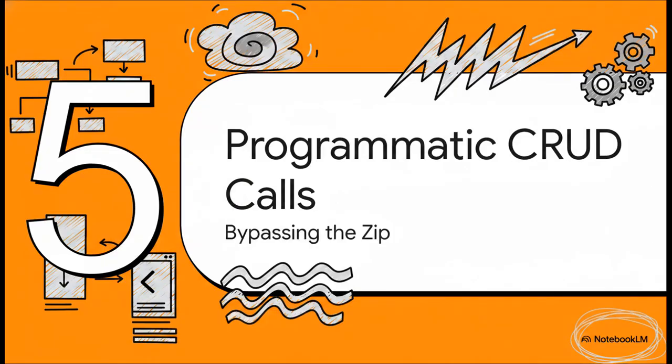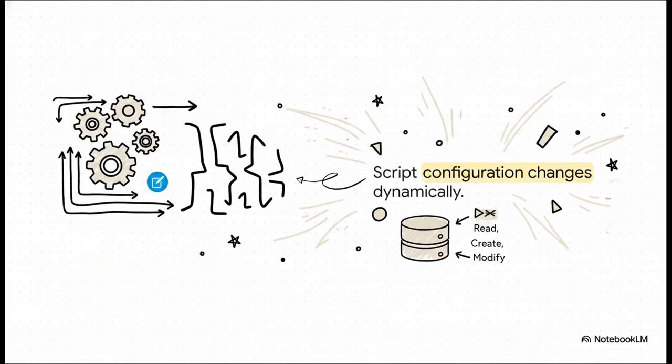Let's dive into Section 5, Programmatic CRUD API calls, bypassing the zip. This is where things get incredibly powerful. We can actually script our environment updates on the fly. By using programmatic CRUD API calls, your client applications can read, create, or tweak customizations dynamically. You are literally coding the configuration of the org itself without ever messing with a manual deployment file.